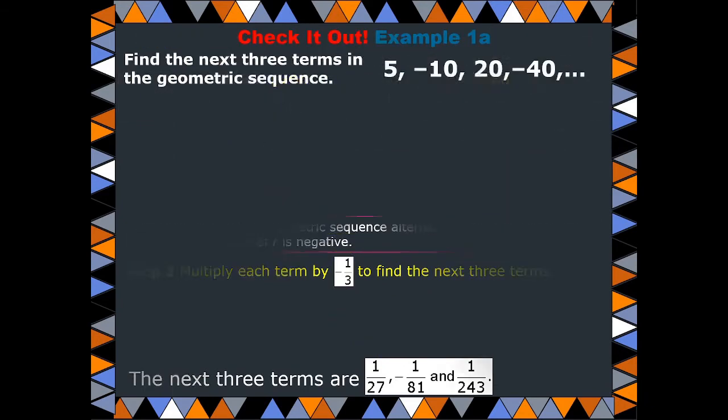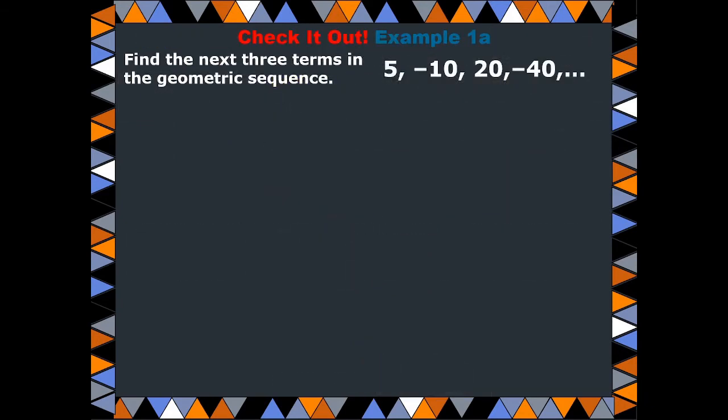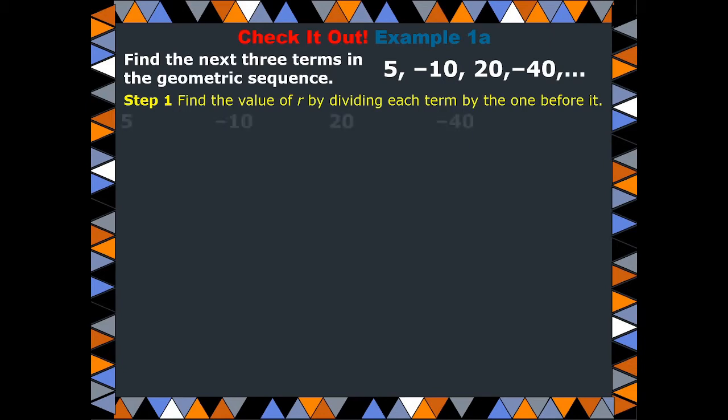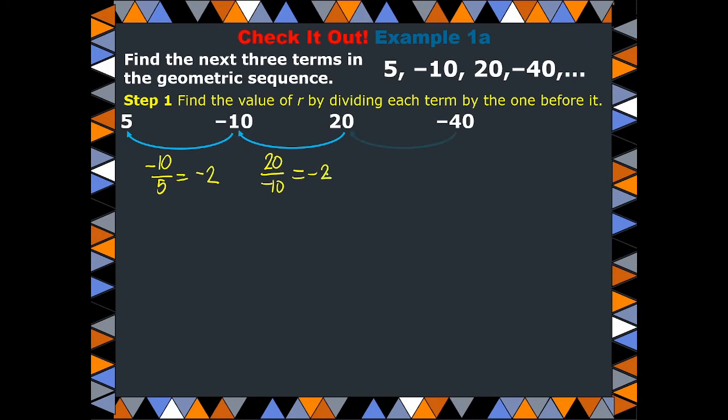Okay? Now let's move further. What if you're given this? We have 5, negative 10, 20, and negative 40. Again, the first step is to find the value of r. So we divide: negative 10 divided by 5, we will get negative 2. If I divide 20 by negative 10, it's still negative 2. If I divide negative 40 by 20, it's still negative 2.